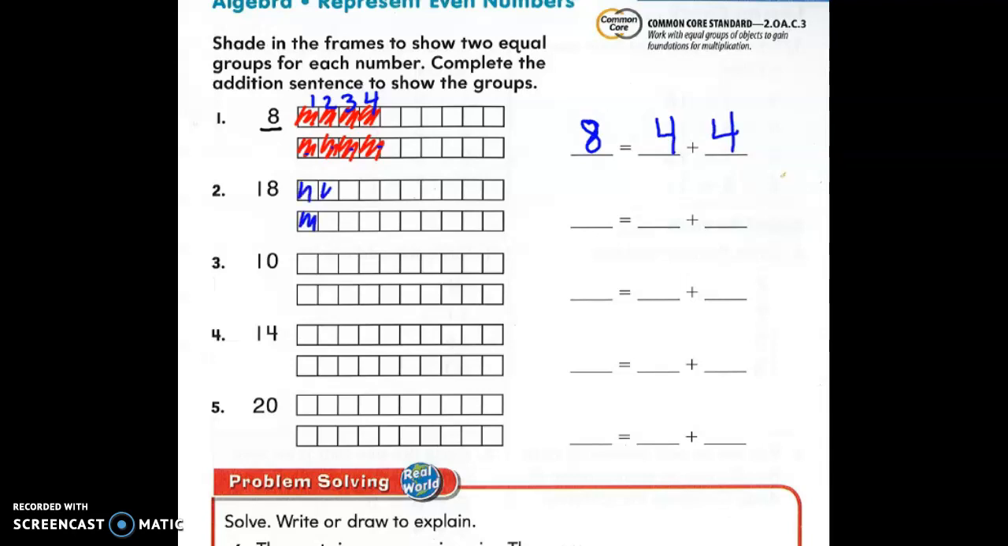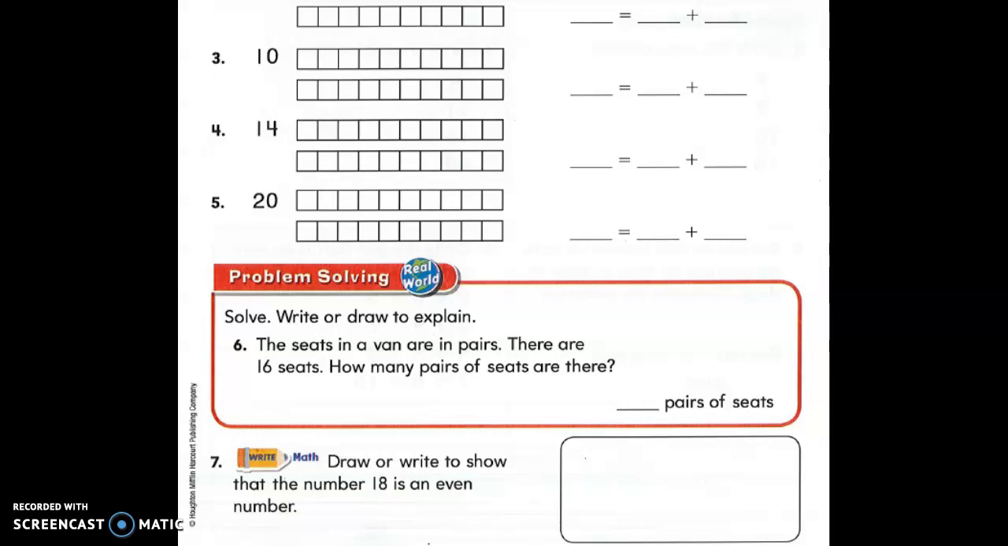So 1, 2, 3, 4. Keep going all the way to 18. So then over here, it'll be 18 equals the doubles, 10 equals, 14 equals, and 20 equals. The seats in a van are in pairs. There are 16 seats. How many pairs are there? So you're thinking of what doubles fact equals 16? Blank plus blank. And that is your answer.